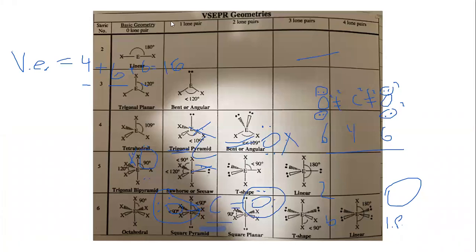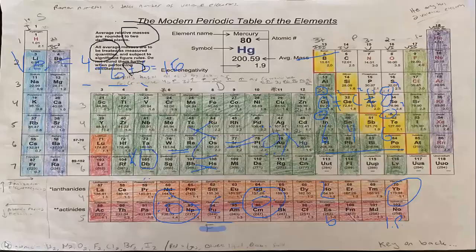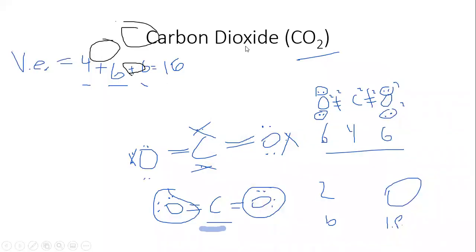Let me just erase all this. So you had 2 bonds, so it's right here, number 2. Let me use a different color so it's easier to see. With 2 bonds and 0 lone pairs, you would have a linear shape. So this means that carbon dioxide is a linear molecule. And that is all that you have to do for this one.